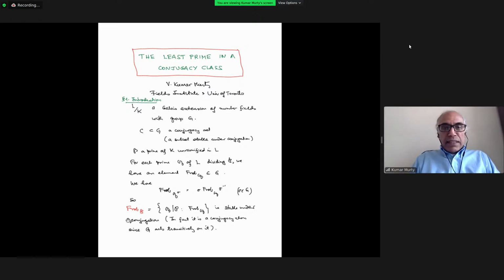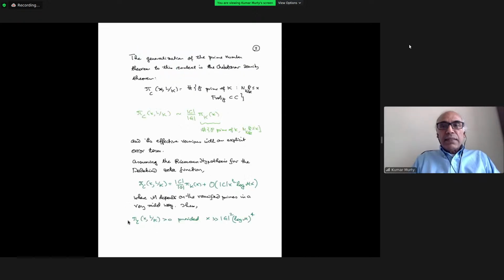Now let me see if I can, let's see. Yes, okay, good. So then the generalization of the prime number theorem in this context is what's called the Chebotarev density theorem, which counts the number of primes of the base field whose norm is less than or equal to x, which are unramified in L and whose Frobenius conjugacy class is contained in this C. Remember, C may not be a conjugacy class, it might be just a conjugacy set, something stable under conjugation. So you count the number of primes where the Frobenius conjugacy class is contained in this set C, and the Chebotarev density theorem says that the Frobenius elements are equidistributed by the discrete measure.